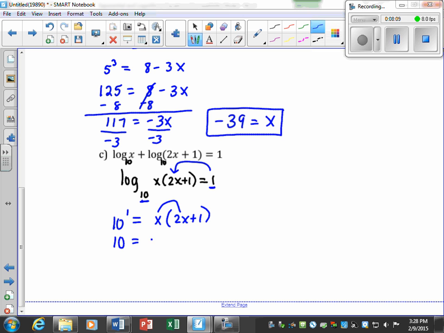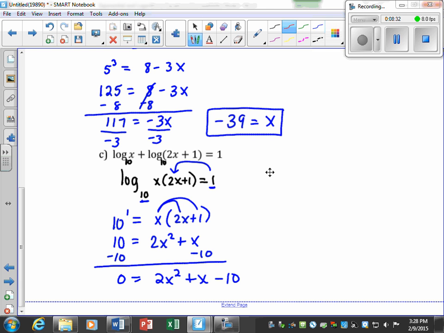Then we distribute. That's going to give us 2x squared plus x. Now I want to get that equal to 0, so I'm going to move 10. And that would give me 0 is equal to 2x squared plus x minus 10. And we want to try to factor that out. Now we can go off to the side and try to do bottoms up. What multiplies to give us 2 times negative 10, which is negative 20, adds to give us a positive 1?